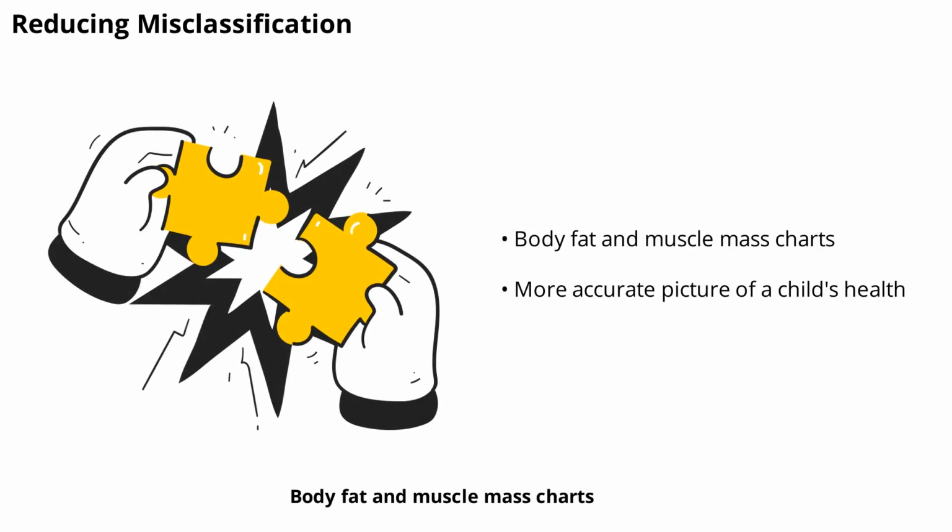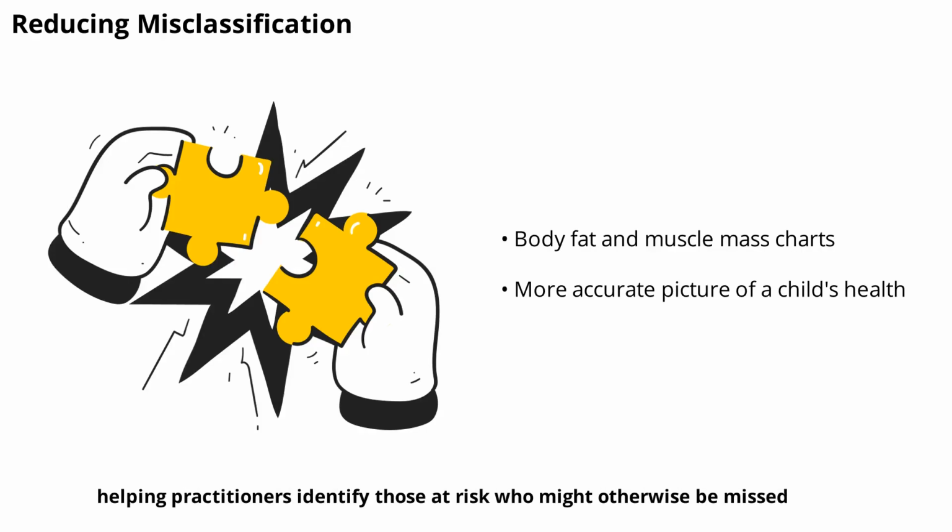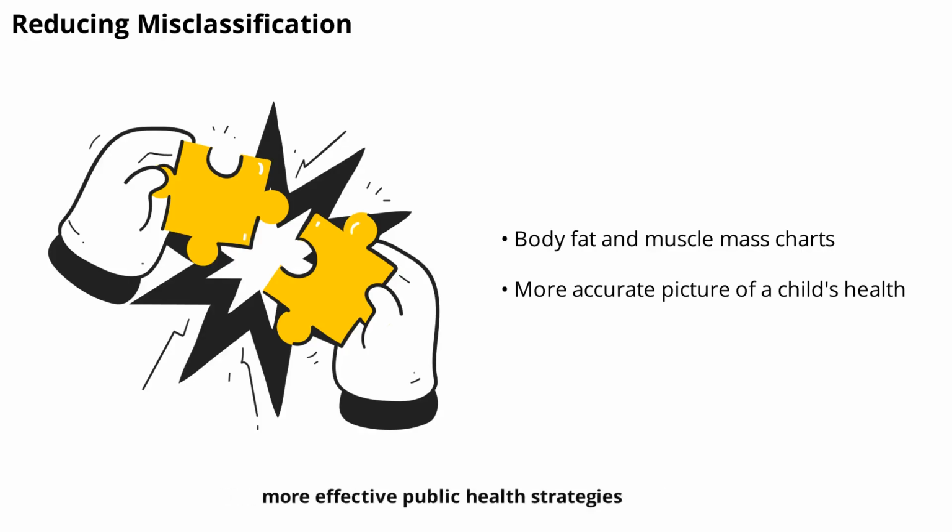Body fat and muscle mass charts reduce the misclassification seen with BMI alone. They provide a more accurate picture of a child's health, helping practitioners identify those at risk who might otherwise be missed. This supports better targeted interventions and more effective public health strategies.